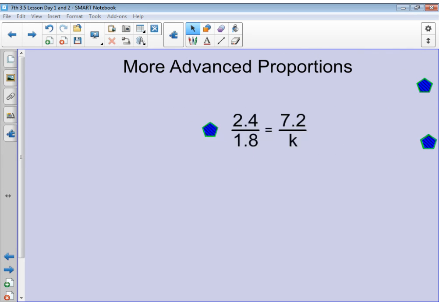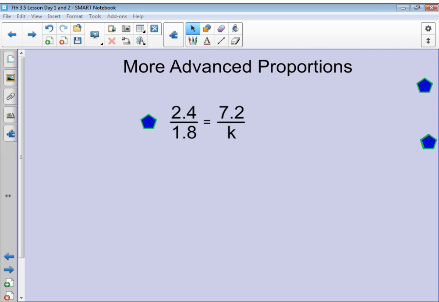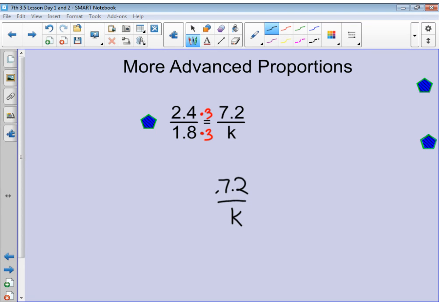Okay, so we're going to practice another one here. So here's where I'm talking about it's more advanced. Instead of just doing whole numbers like we did in lesson 4, we're going to start working with decimal numbers. You're still going to use the same concept. We could say, well, 2.4 times 3 would give us 7.2, so then times 3. Or the other method we can use is to do 7.2 times our bottom number of 1.8, and then divide by the third number of 2.4. It should give us the same number.